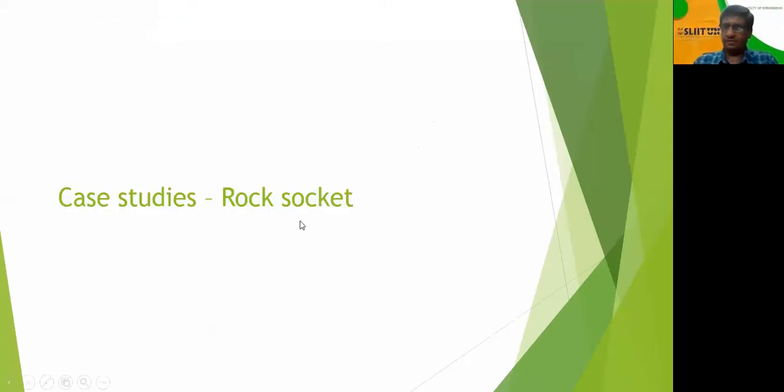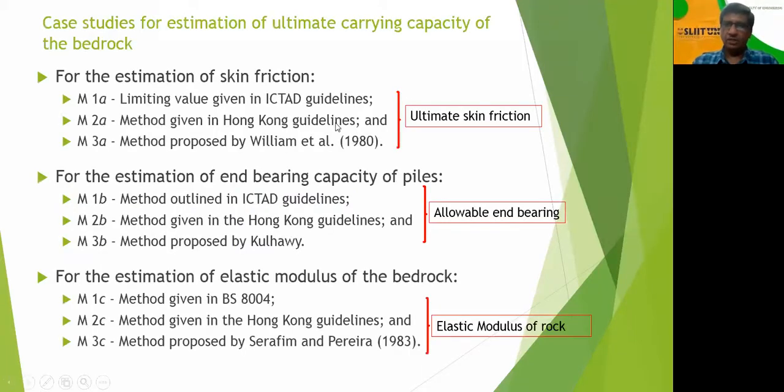the rock socket, there I am actually describing some other case studies, not the same case studies. All are obtained from instrumented pile load testing. So here the ultimate mobilized skin friction is a limiting value given in the ICTAD guidelines, that is 200 kilopascal, and the method given in the Hong Kong guidelines, 0.2 times sigma c to the power 0.5, and the method proposed by William Ittad.